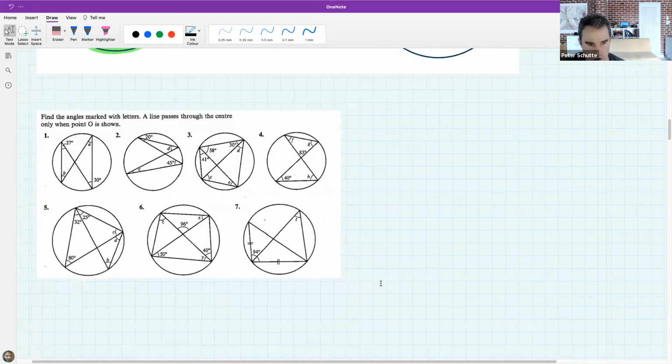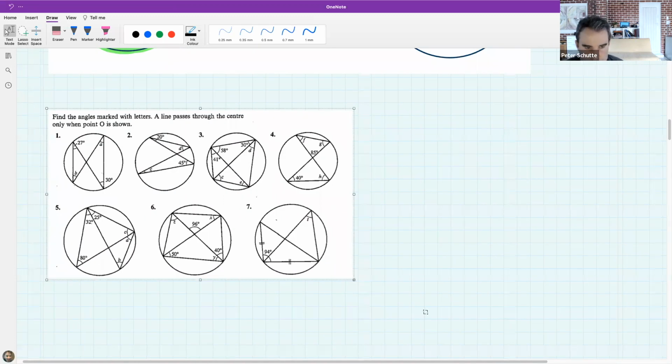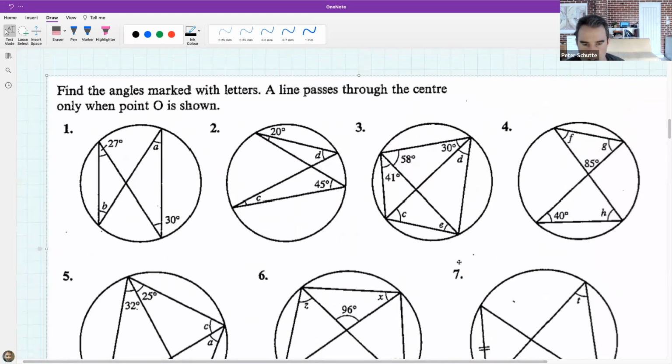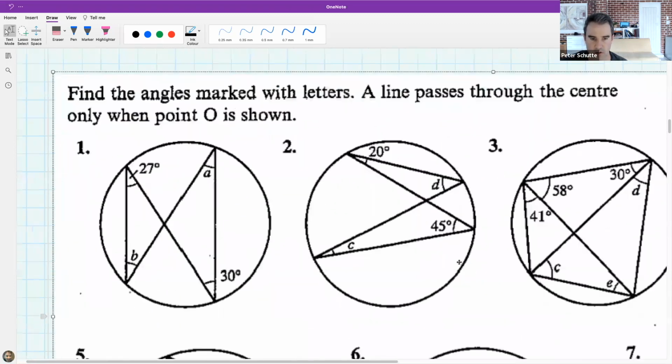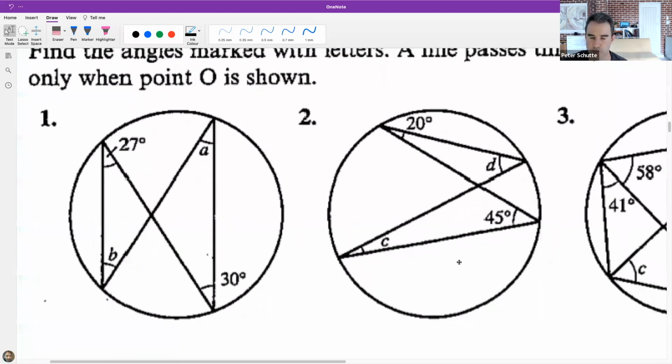Okay, let's go to these ones. So I want you to do question 1 and 2 for me. So can you find A and B in question 1 and C and D in question 2? We're not doing reasons at this stage. We're just getting used to the visual patterns and shapes that our brain can translate.